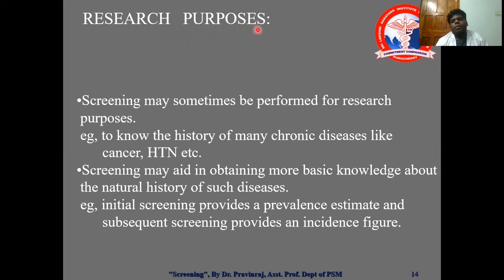Third is research purpose. How is it useful in research? Because by doing screening, we can find the disease in an early stage itself. So we are going to give treatment and we are going to watch the patient. By just watching, we can find the natural history of the disease also. Other things are, if we do screening in a large population, we can find prevalence and incidence also. In such a way, it is useful for research purpose also.